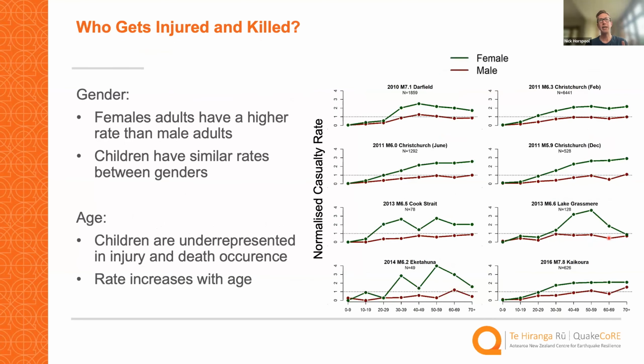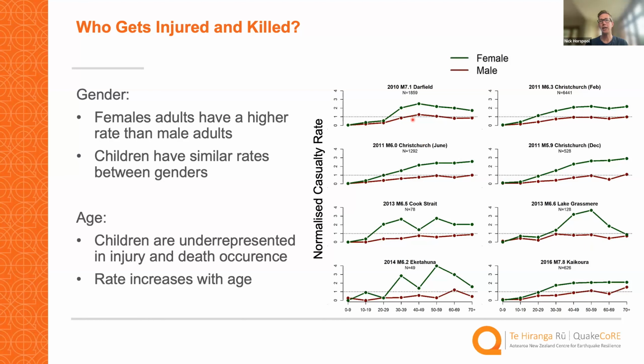Now, another question we can answer with this broader ACC data set across events is who's actually getting injured or killed? So what we can do is look at gender, so females and males is the main categorization in the ACC data, and we can look at the rate of people normalized against the population exposed for different age bins and genders. And what we have here is those same events, and now we have a green line showing the rate of females that are injured and red the rate of males.